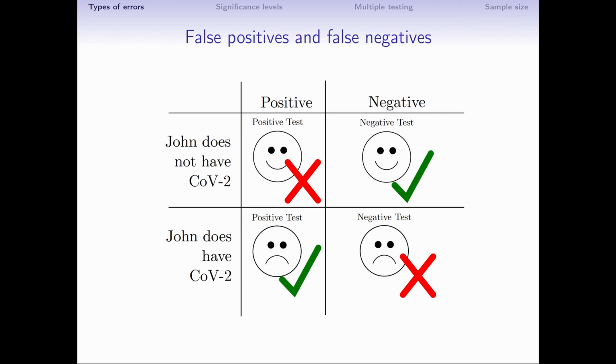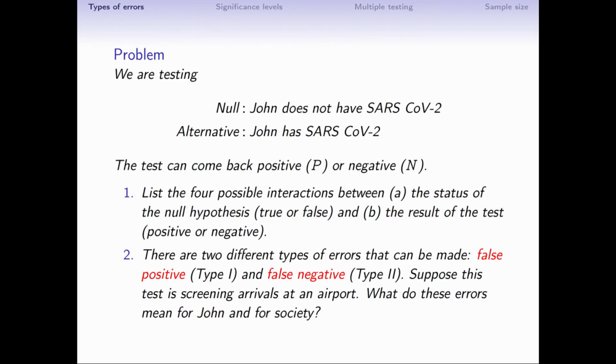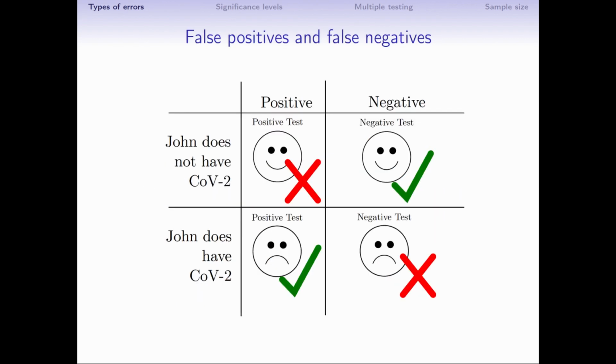So we can see in these 4 possible interactions that there are 2 ways to be wrong. We can have false positives, a type 1 error, or we can have false negatives, a type 2 error. Now, let's go back and look at question 2, because these 2 errors are of different types, right? There are 2 different types of errors that can be made: false positives, type 1, and false negatives, type 2. Suppose this test is screening arrivals at an airport. What do these errors mean for John and for society?